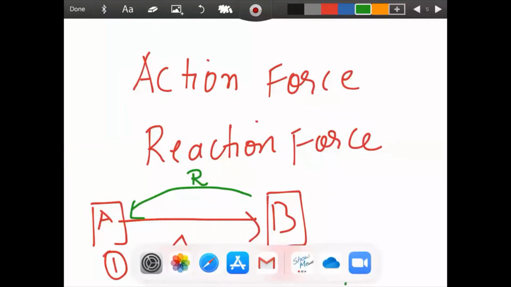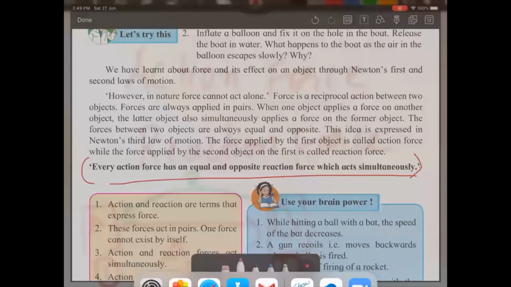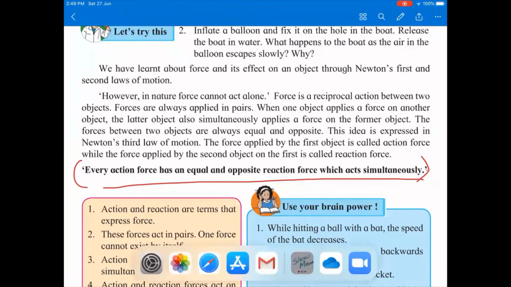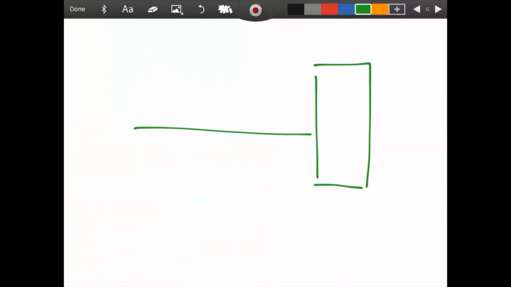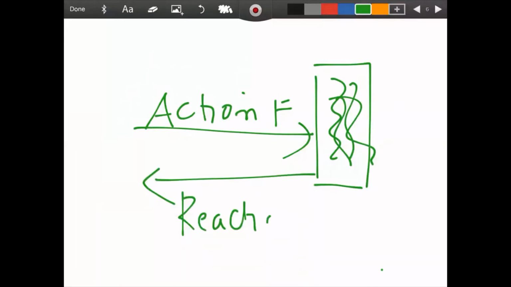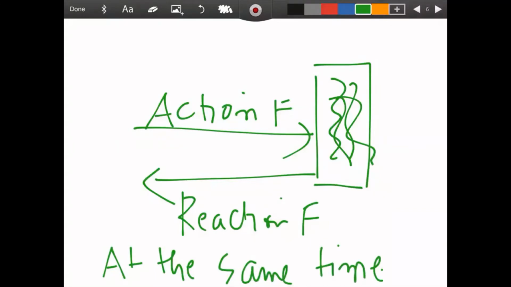So now what does Newton's third law tell? It tells that every action force has an equal and opposite reaction force which acts simultaneously. It means that suppose there is an object on which an action force is acting, then this object on which the action force is acting will produce a reaction force. And this force is produced simultaneously. Simultaneously means at the same time.